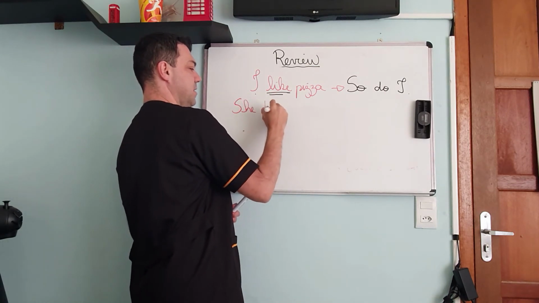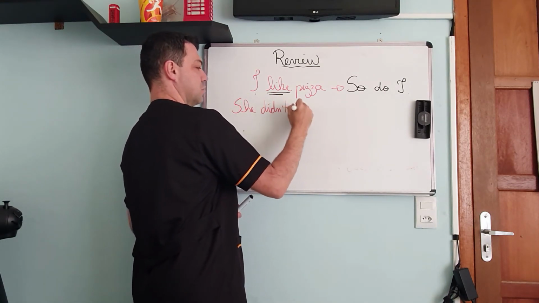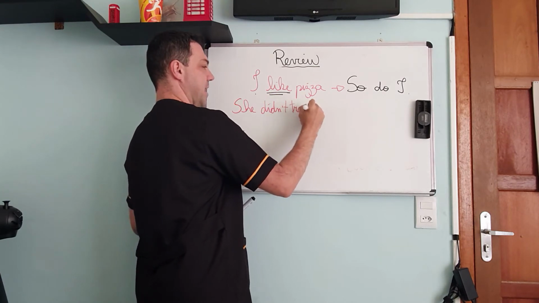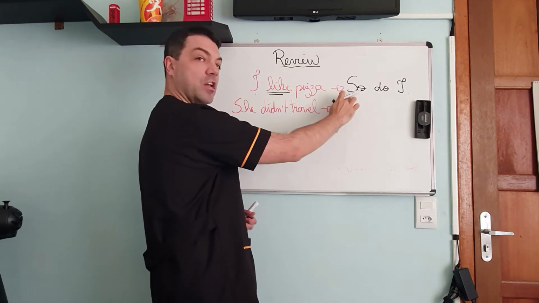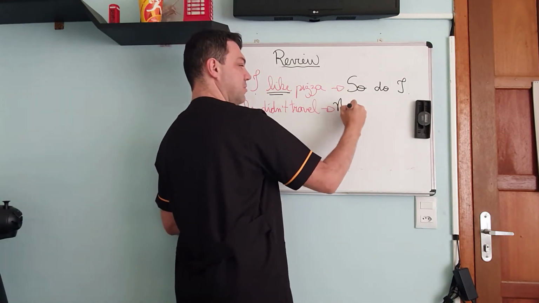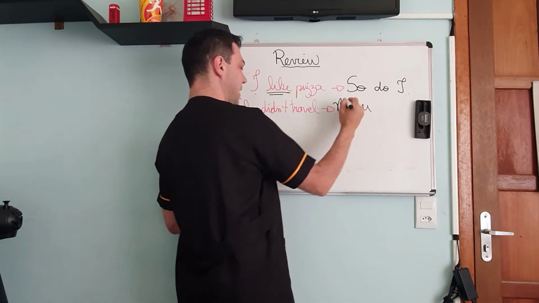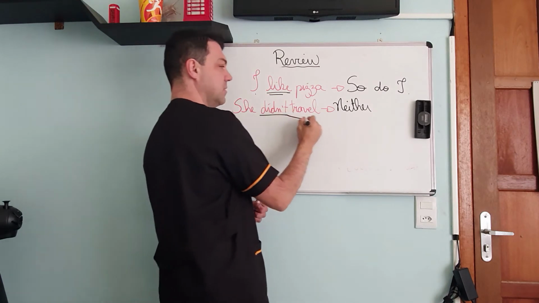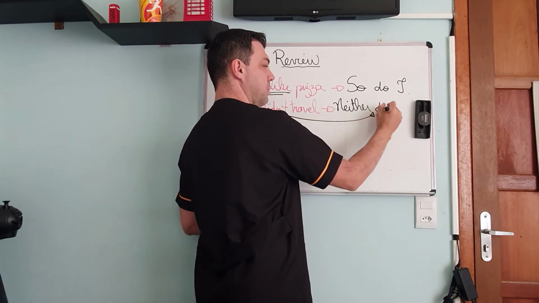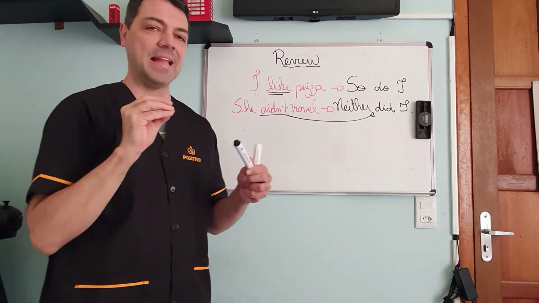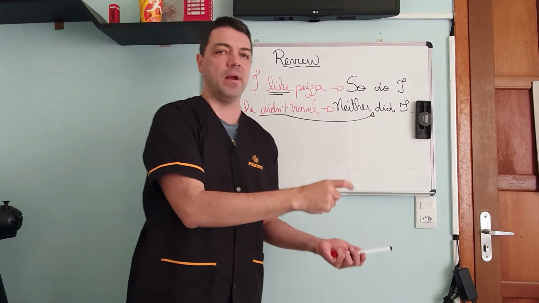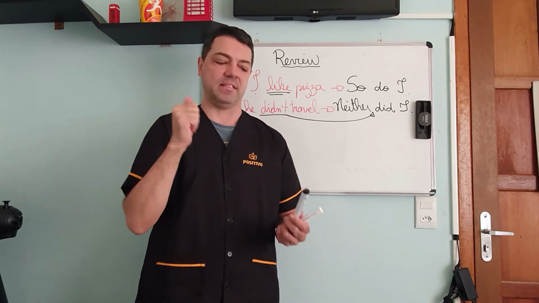She didn't travel. Negative. If you have a negative, you cannot use "so". You have to use "neither". If you have simple past, go to the simple past. And the pronoun is the same. So that's the structure to agree with something that somebody said.